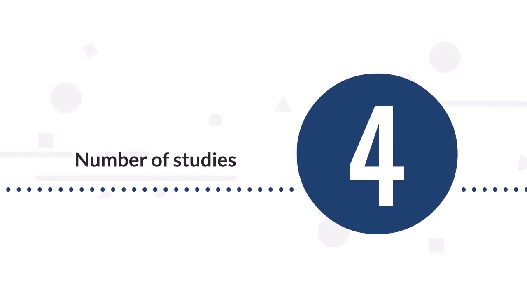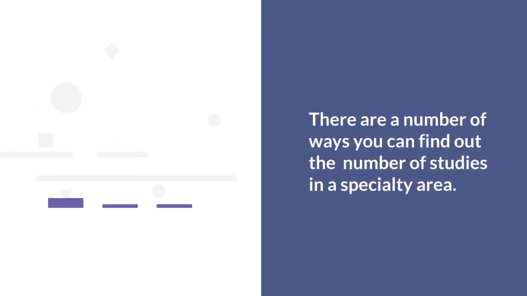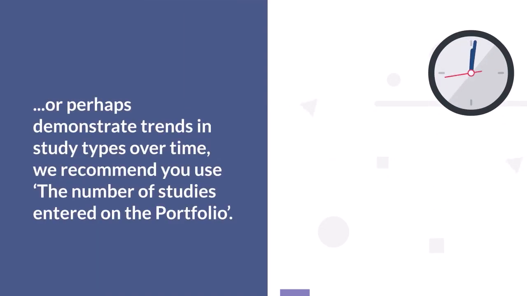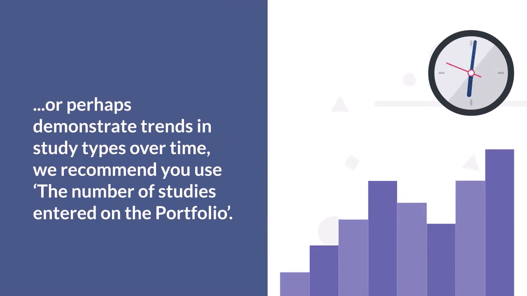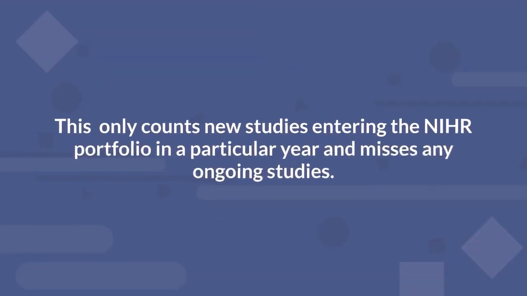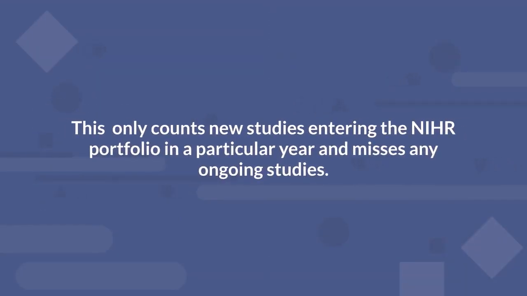Number of studies. There are a number of ways you can find out the number of studies in a specialty area. For example, if you want to know the pipeline of studies, or perhaps demonstrate trends in study types over time, we recommend you use the number of studies entered on the portfolio. This only counts new studies entering the NIHR portfolio in a particular year and misses any ongoing studies.